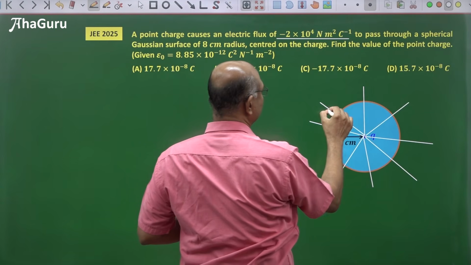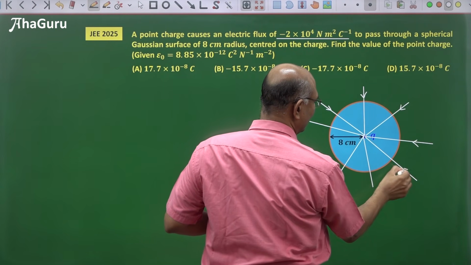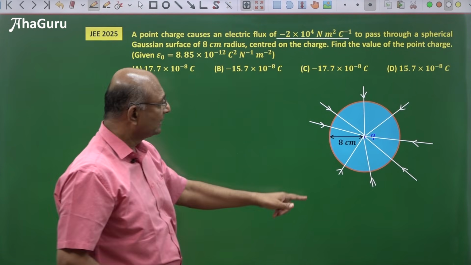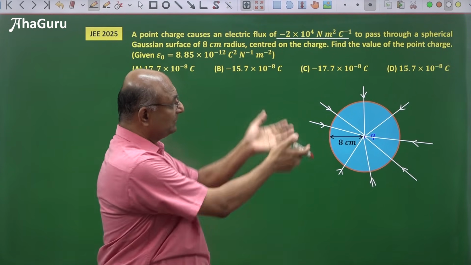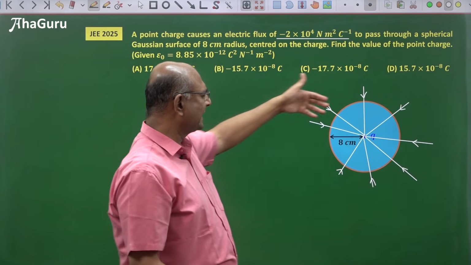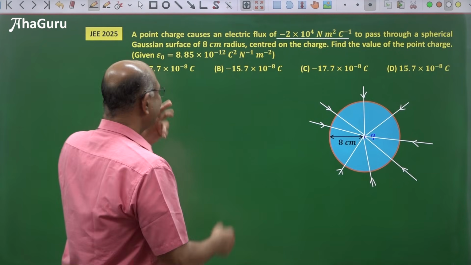So basically the lines are all coming in. Why? Because there's a negative charge. How do I know it's a negative charge? Because it's given that the flux is negative. If there's a positive charge, the flux will be outwards, and so lines will be going out, so it will be positive. Since it's negative, this must be a negative charge, so lines must be coming in like that. But it doesn't matter.